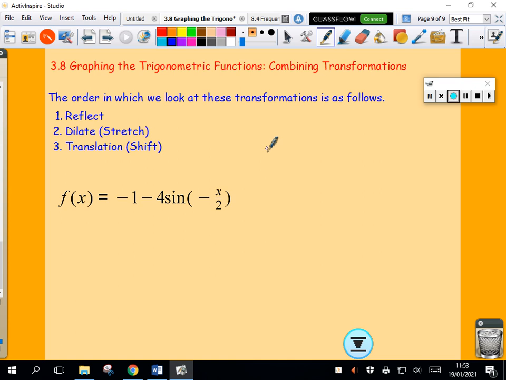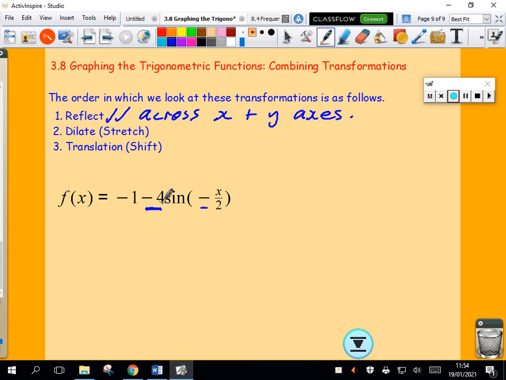And look at one more example. Note there's a negative here, there's a negative here. The coefficients are both negative, so there's going to be 2 reflections. There's going to be a reflection across the x-axis, because that's a negative, and the y-axis, because that's a negative.